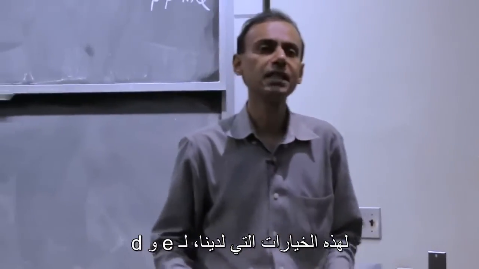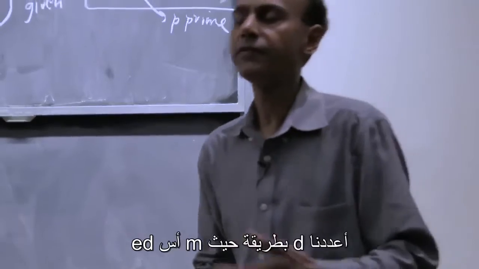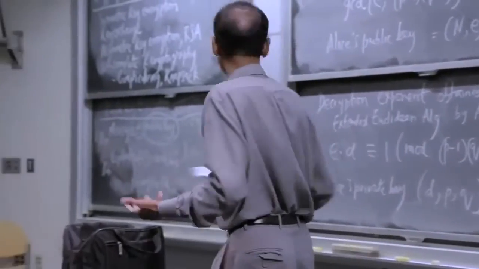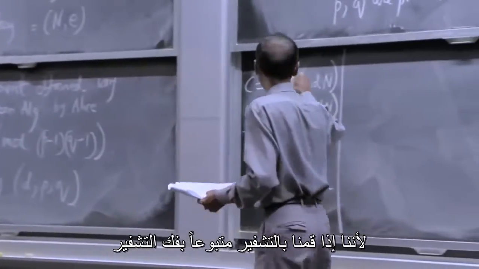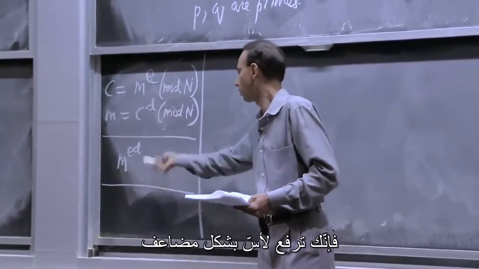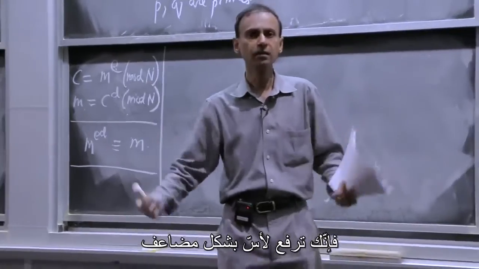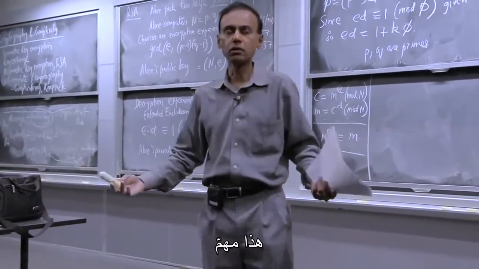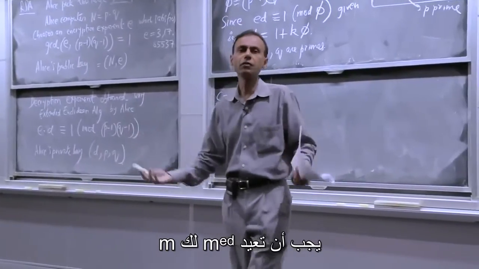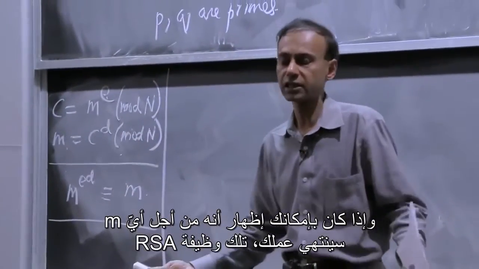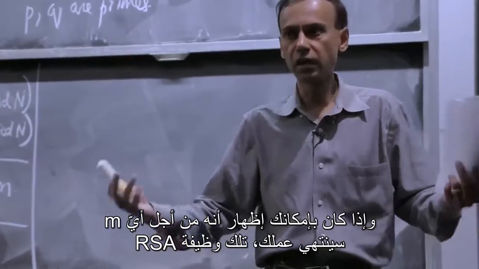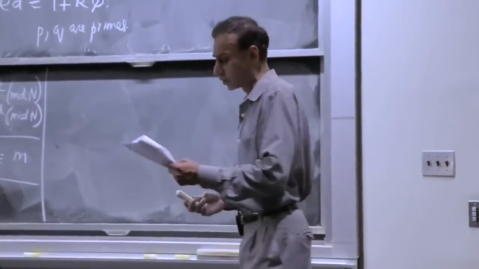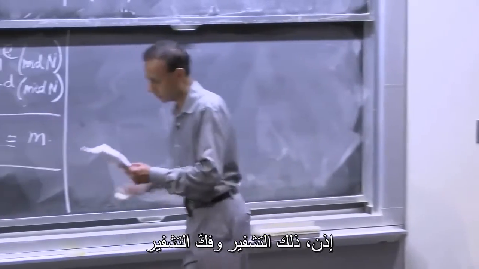For these choices of e and d, we've set up d in such a way that m raised to ed, because if you do encryption followed by decryption, you are doubly exponentiating. That makes sense? Ask me questions if this doesn't make sense. This is important. M raised to ed should give you back m. If you can show that for any m, you're done. That's the functionality of RSA. So that's encryption and decryption.